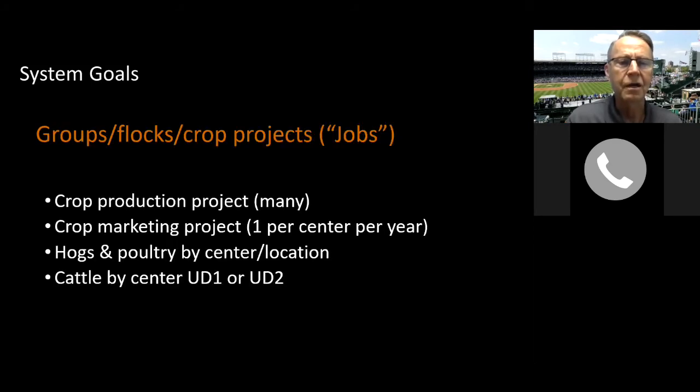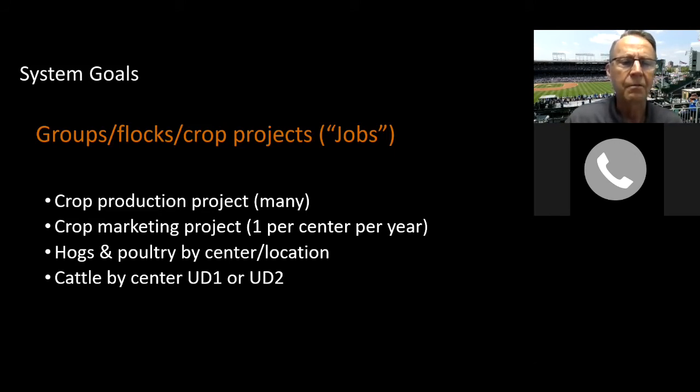Now we get to jobs, which include groups, flocks, crop projects. We know we have a specific timing, a starting period and an ending period. It's easy to do closeouts at that point. We know that everything is accounted for. And so this translates to crop production projects, which we have a 1-to-1 for every field crop combination for the year. We'll have a crop production project, and within each project, we can do a complete P&L at that level.